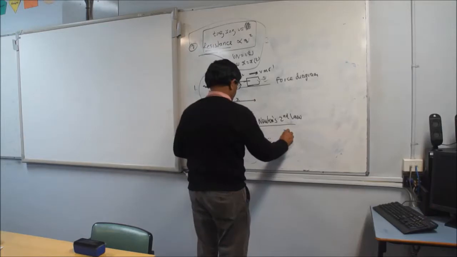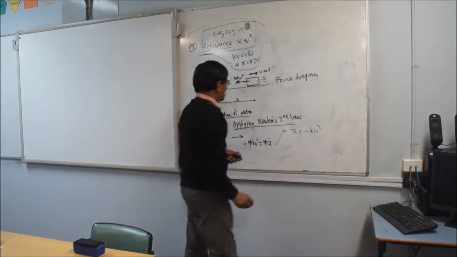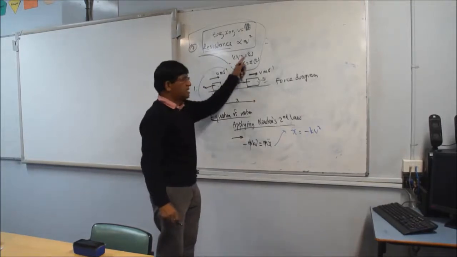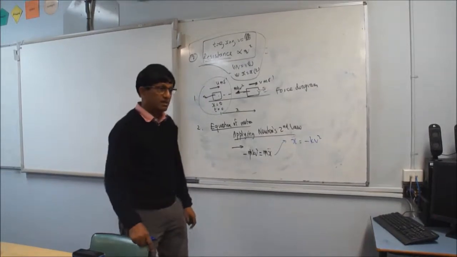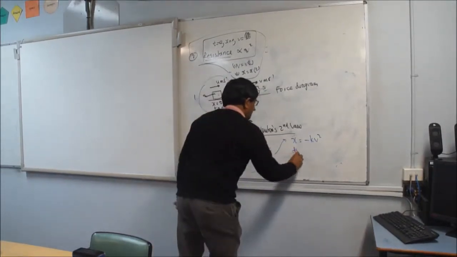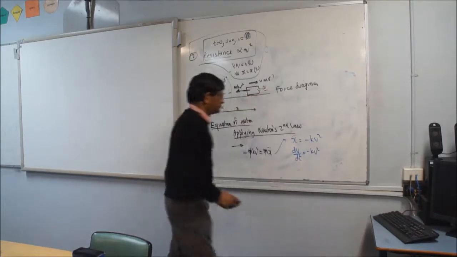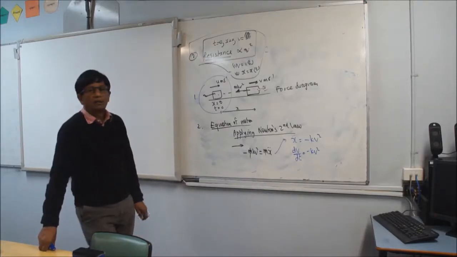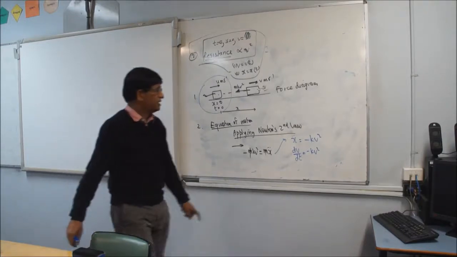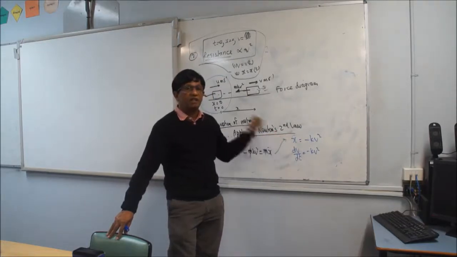So going from here, x double dot is minus k v squared. I asked you to find v in terms of t. So what formula will you use for the acceleration? dv dt. How do you get v out of this differential equation?